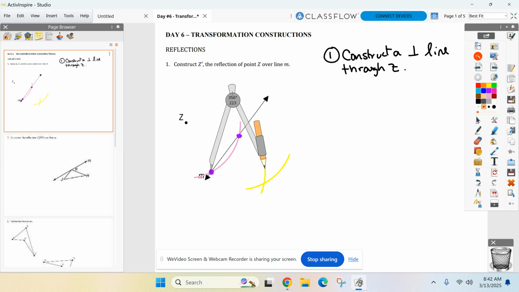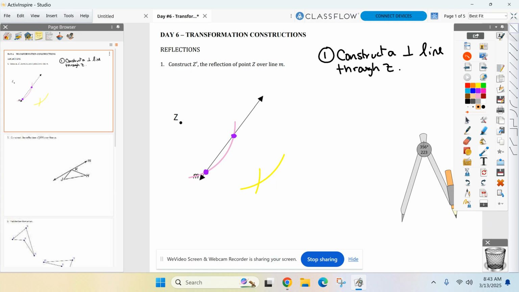If you have that point of intersection, take your straight edge, line it up. Draw through your perpendicular line, which was only step 1, right? We're trying to flip Z over M. That was just step one. So go ahead and get that perpendicular line, and then we'll talk about where I find Z prime.